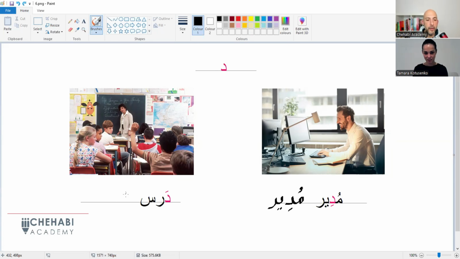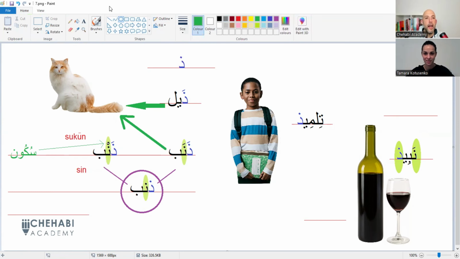Now we write dars together. Dal, gap, ra, also a gap, and then seen in the full form. Dars. And here we go to the next letter, which is dal. We don't have a lot of words yet with this letter because we still have to expand our knowledge in Arabic. We have to learn some more letters and then we can have more words with dal. But for now, we have these 4 or 5 words. How do you read the first word, Tamara? نبيذ. Nabid, which is wine.